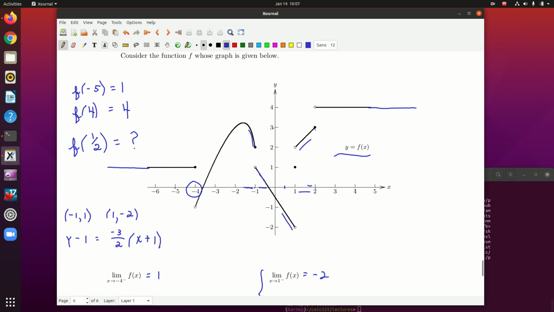If you plug in x equals 1/2, we get y is going to equal -3/2 times 3/2 plus 1. That's -9/4 plus 4/4, that's -5/4. So this thing is that value.